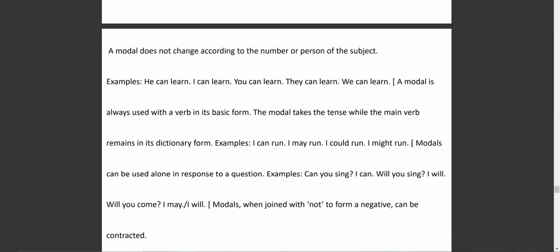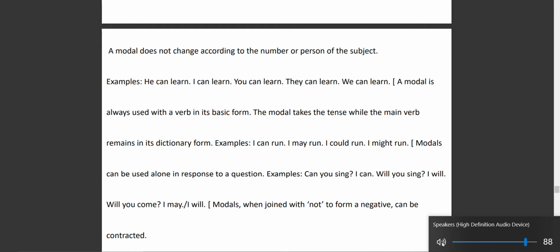Modals do not change according to the number or person of the subject. Examples: he can learn, I can learn, you can learn, they can learn, we can learn. A modal is always used with a verb in its basic form. The modal takes the tense while the main verb remains in its dictionary form. Examples: I can run, I may run, I could run, I might run.